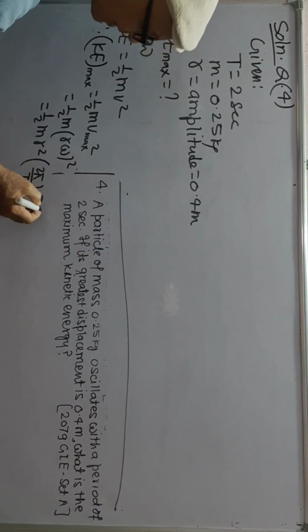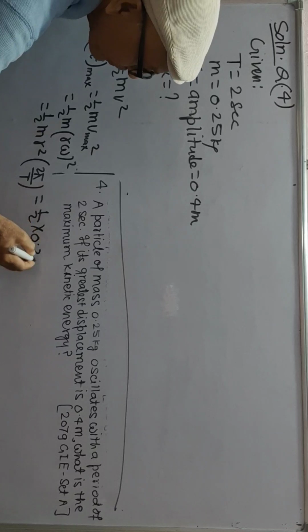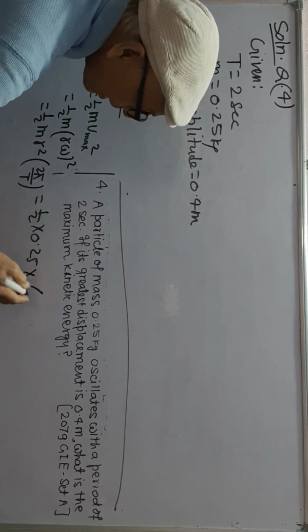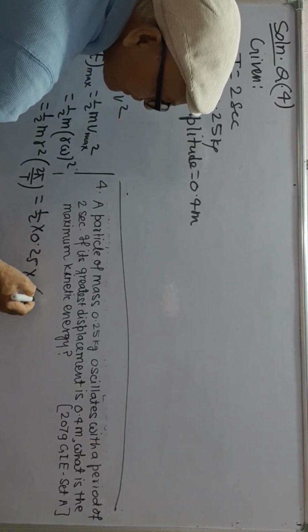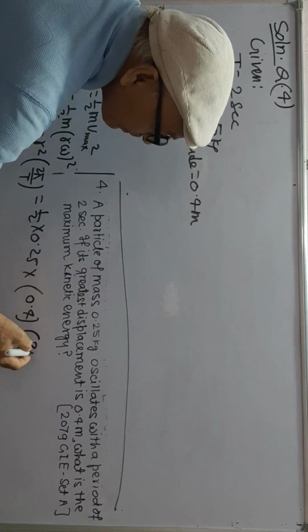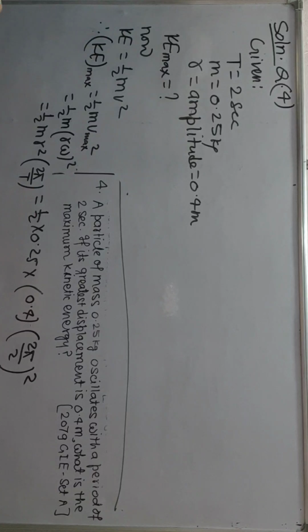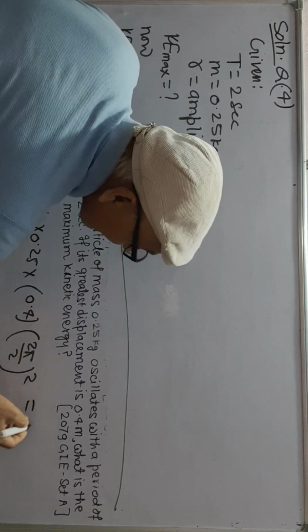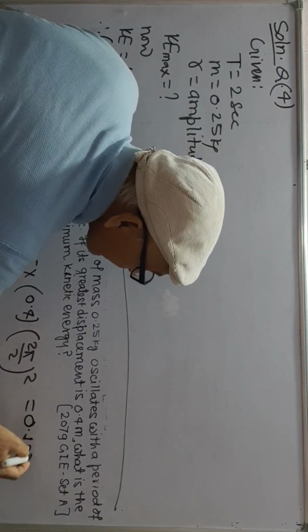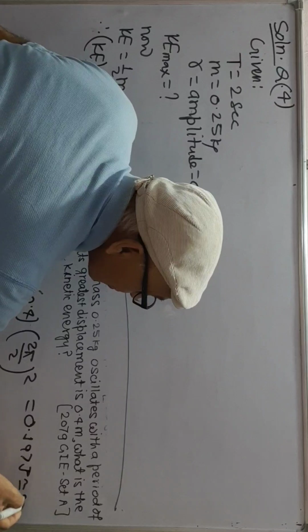So putting the corresponding values, we get 1 by 2, m is 0.25, r is 0.4, and omega is 2 pi by T, T is 2, its square. So maximum kinetic energy comes to be 0.197 joule, which is nearly equal to 0.2 joule.